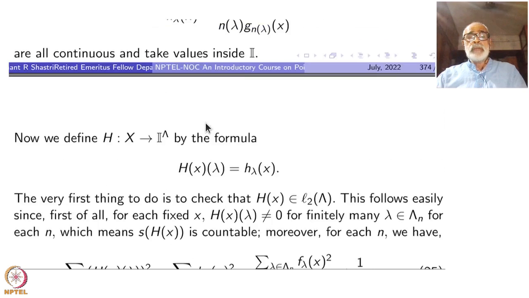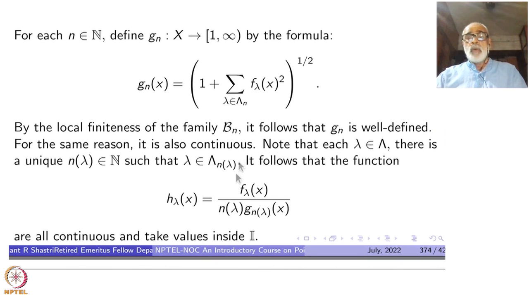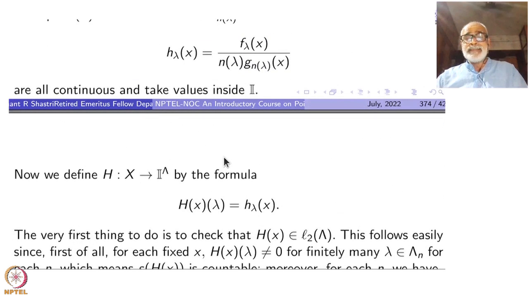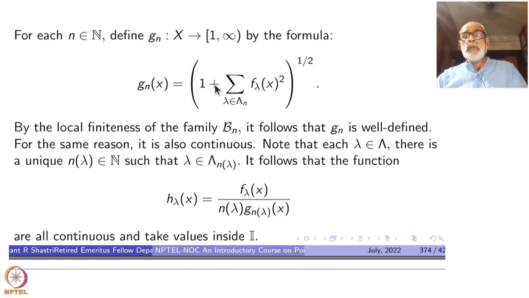Right now, that this is an open subset, precisely where it is zero, etc., is not used. Only local finiteness is used, so that this is countable, the set of points S of h lambda, well defined. So to show that it is inside L2 of Lambda, we only divide by n lambda. This n lambda term is brought in precisely for that. Not only that, why in the definition of Gn have I put 1 here? For two different purposes. First of all, I should be sure that when I take square roots, continuity, etc., I should not bump into 0. Secondly, this term is bigger than just this sum. So there are two purposes here.